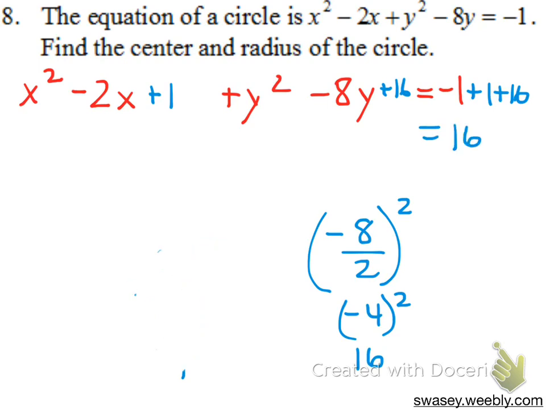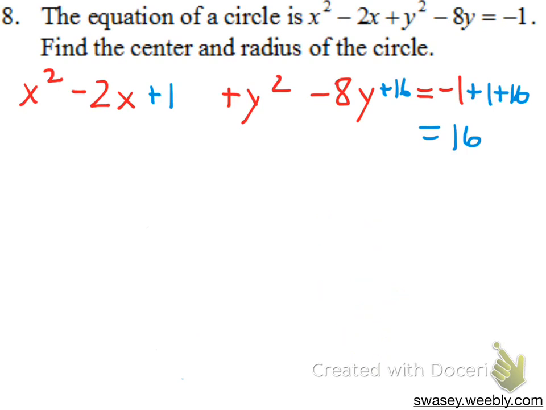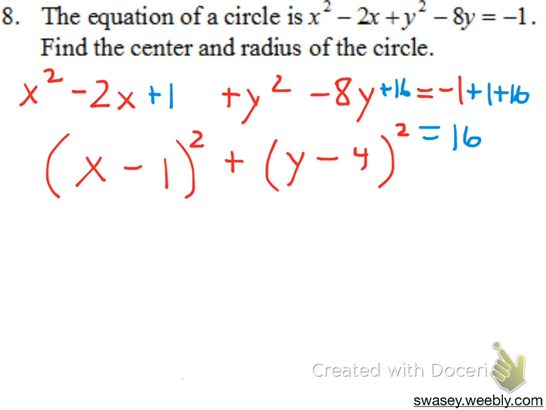Now on the left side, we're going to factor those. So x squared minus 2x plus 1, that's a perfect square trinomial. We just made it into one. So it factors in the square root of the first, square root of the last, sign from the middle, squared. The y squared minus 8y plus 16 is a perfect square trinomial. We just made it into that by completing the square. Square root of the first, square root of the last, sign from the middle, squared.